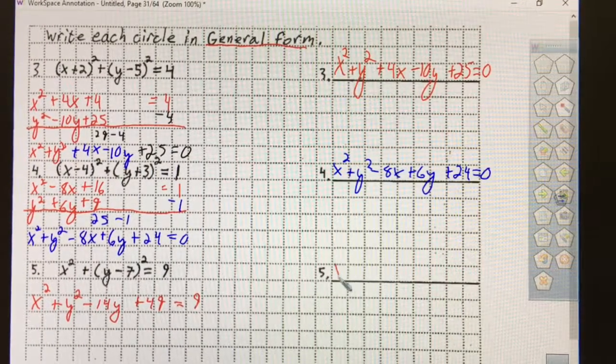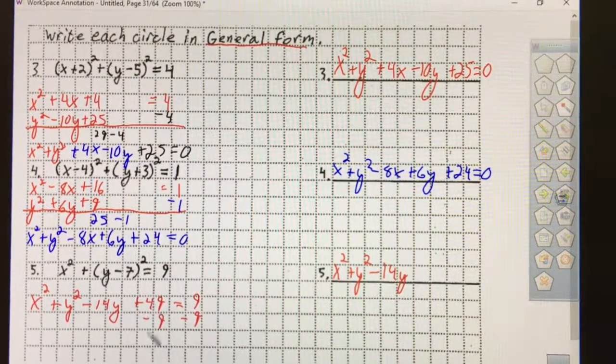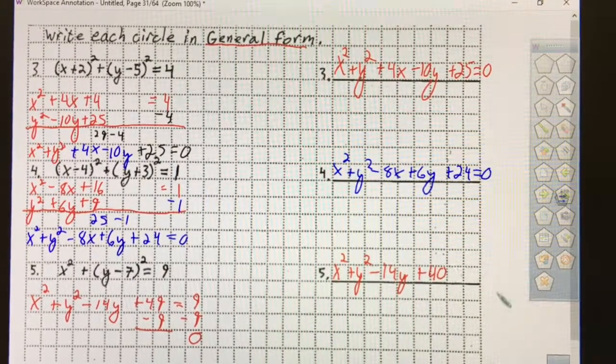So that's going to give me x squared plus y squared minus 14y. And here comes the tricky part. I want to subtract 9 from both sides, and that would give me 40. Plus 40, and this equals 0 over here when I cancel those out. Equals 0.